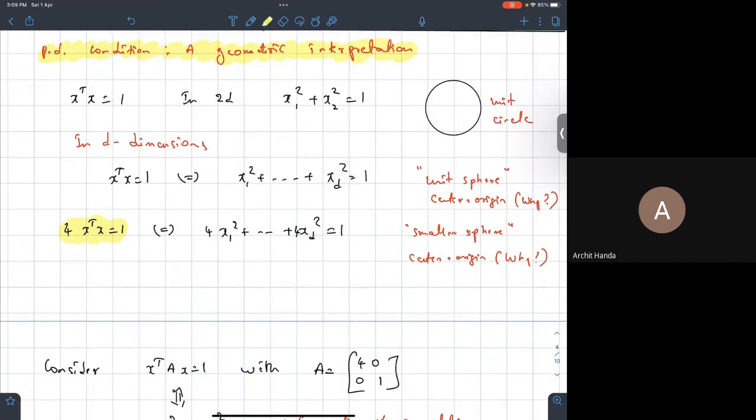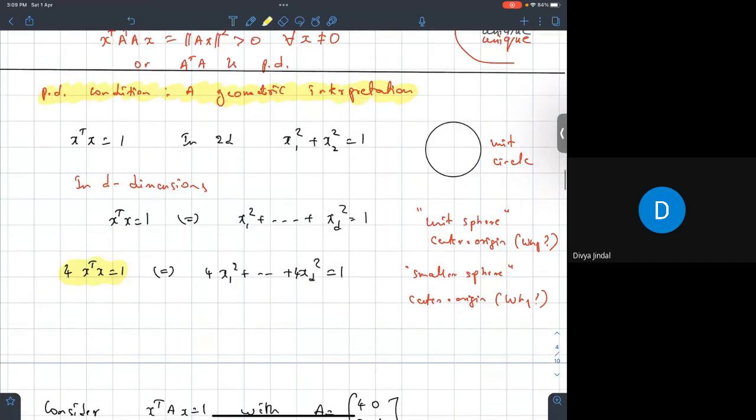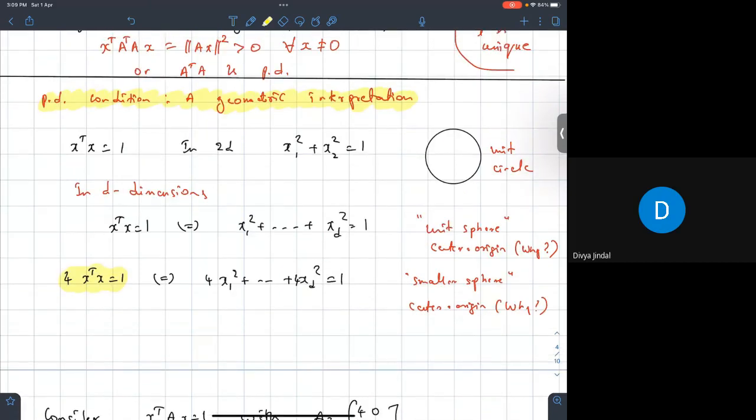Now, this is 4 times x transpose x is also 1. If I have x transpose x equals 1, I get the equation of a unit sphere. But if I have 4 times x transpose x equals 1, then this is like 4x1 square plus all of that. That just means I get the equation of a sphere, but it's not a unit sphere, but a sphere that is smaller than the unit sphere.